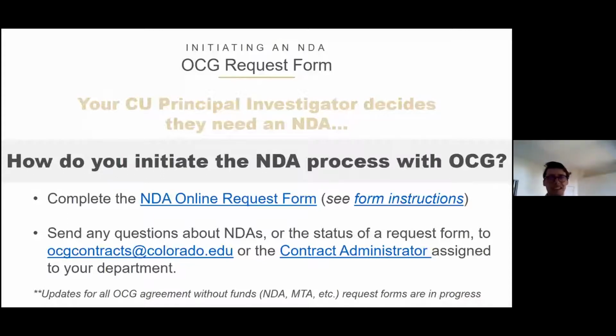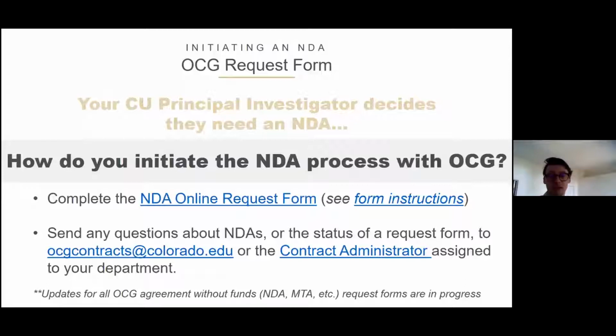Questions regarding the status of an intake form, you should reach out to either the OCG contracts general email or the contract administrator assigned to your department. If you're unsure who is assigned to your department, you can always check the OCG directory, which is also linked on this slide.